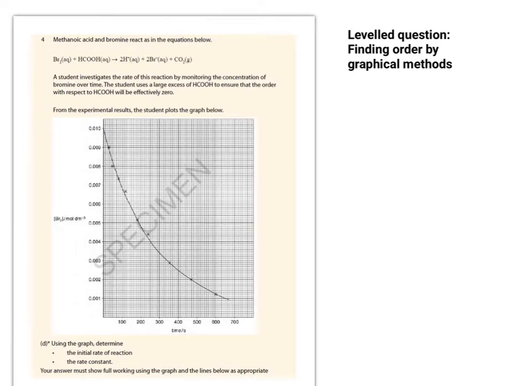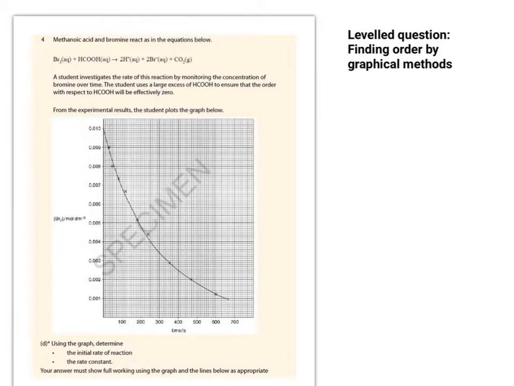Hello and welcome to this clip going through finding the order of reaction by graphical methods. It's a slightly different technique to my other A level questions on rates, except that this time you're using a graph and the shape of that graph to determine the order and other aspects of the reaction.